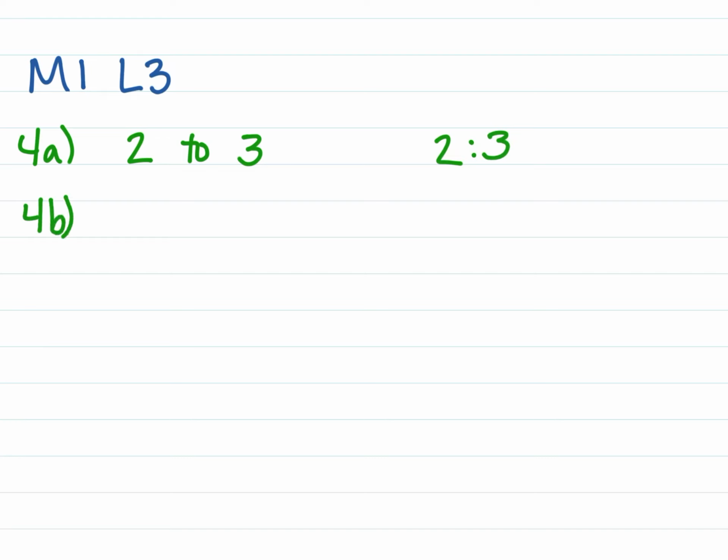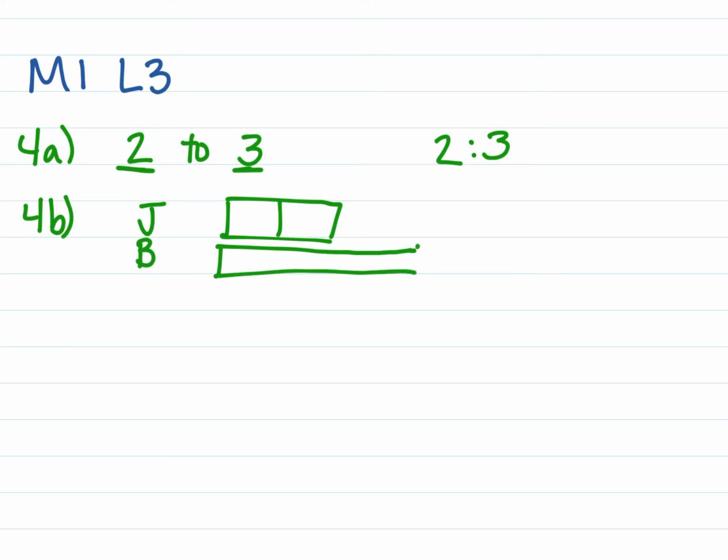B asks us to write this scenario with a tape diagram. So since 2 represents Jasmine, Jasmine needs 2 boxes. 3 represents Brenda, so Brenda needs 3 boxes. Remember, our goal is to keep them about the same size. So that way we can see, okay, 2 lines up, 1 lines up, 2 lines up. And so that way we know that their size indicates something.